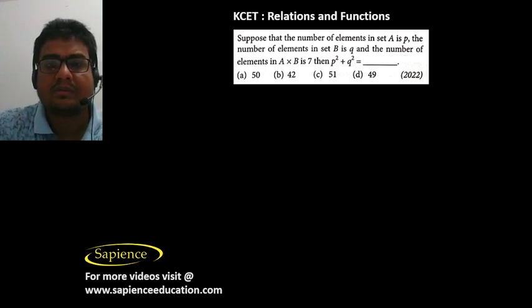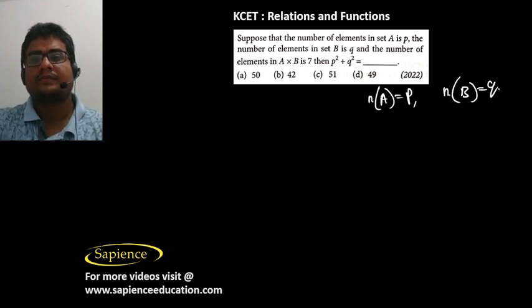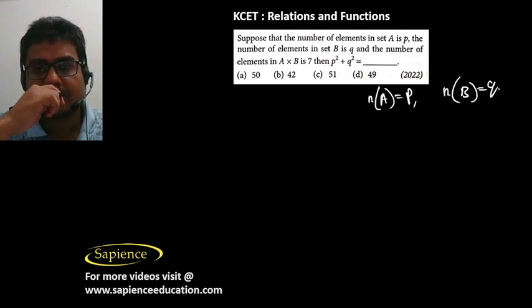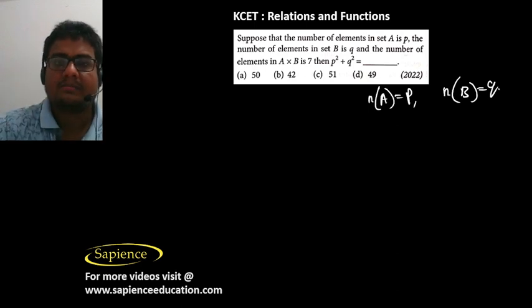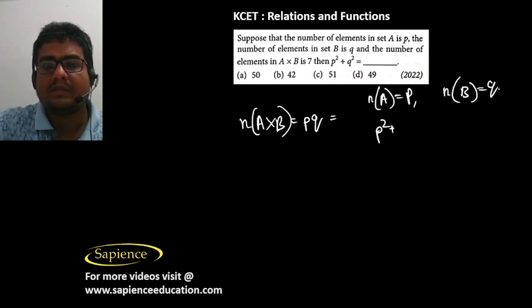Then here it is told, suppose the number of elements in set A is P, the number of elements in set B is Q, and the number of elements in A cross B is 7. Then find P square plus Q square. So the number of elements in the Cartesian product A cross B will be equal to P into Q, and that is given as 7.